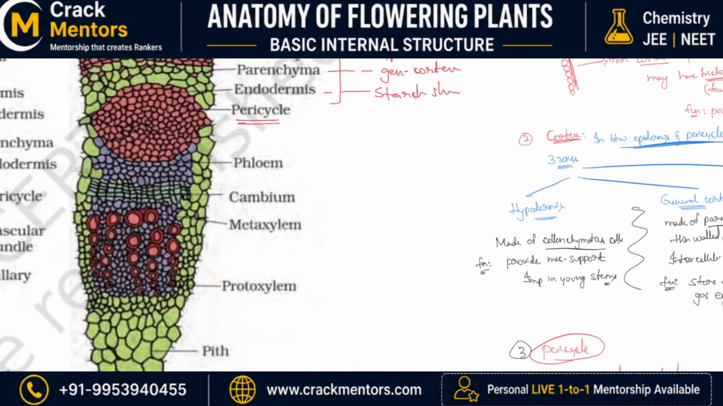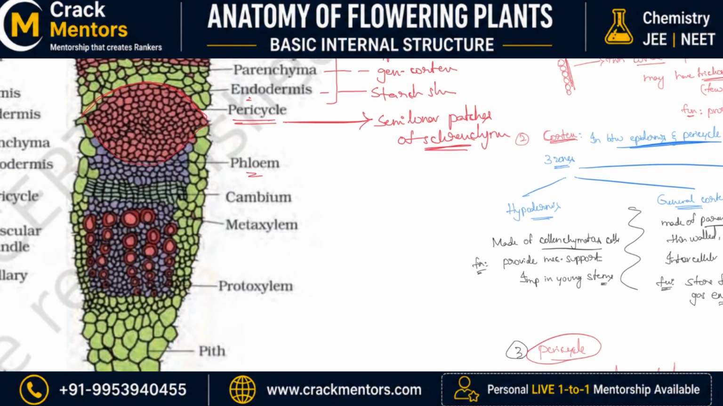So inside the endodermis we have the pericycle. This pericycle is seen as semilunar patches of sclerenchyma. So we have seen that the pericycle lies below the endodermis and above the phloem. So the pericycle is seen above the phloem.